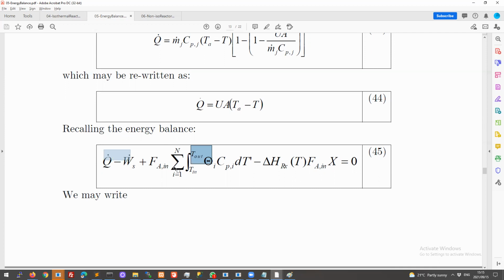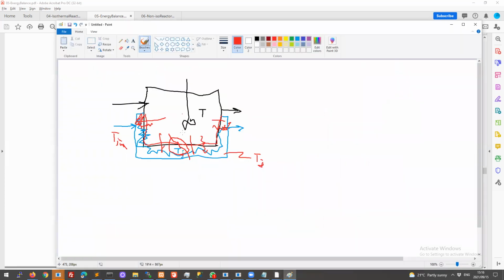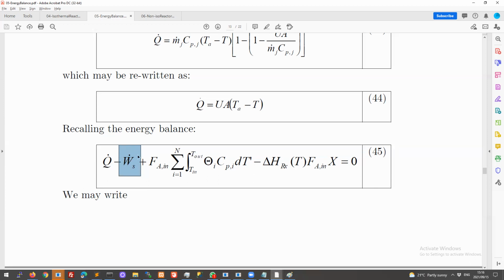So that's all there. And then shaft work is normally an easier thing. We don't need separate balances for that. We normally know that if we are applying stirring action, then there's some motor here that is applying that stirring action. And we just look up the power rating on this motor. And then that tells us the amount of shaft work we are doing on the reaction mixture.